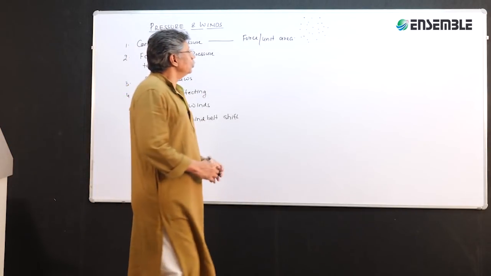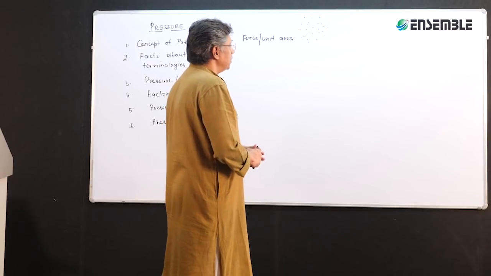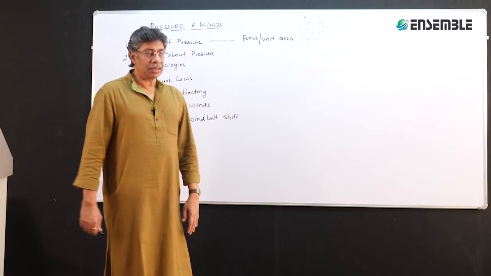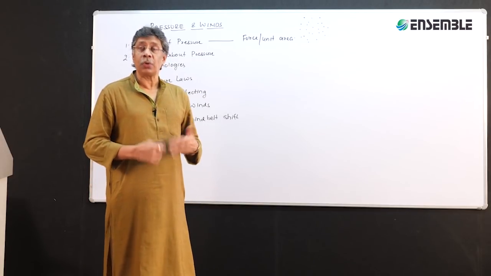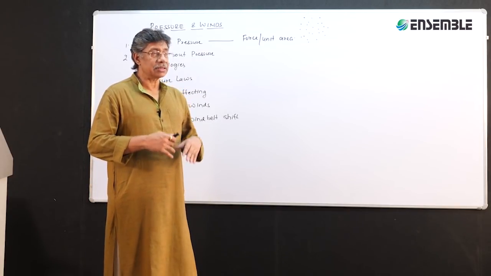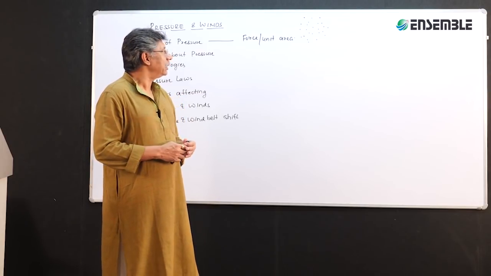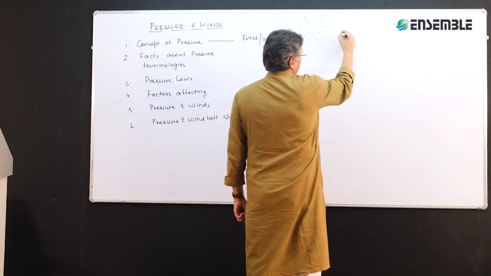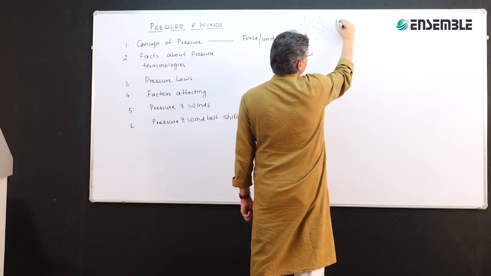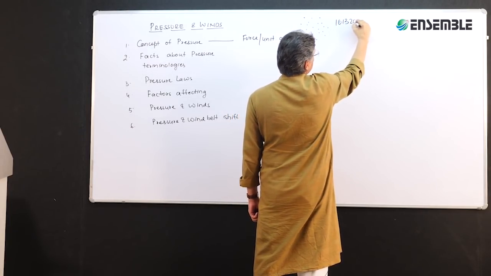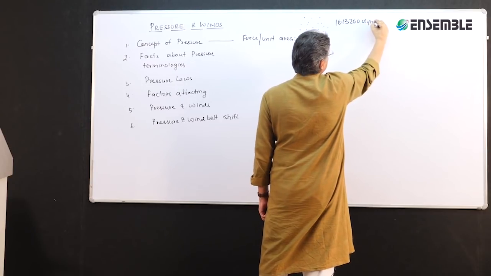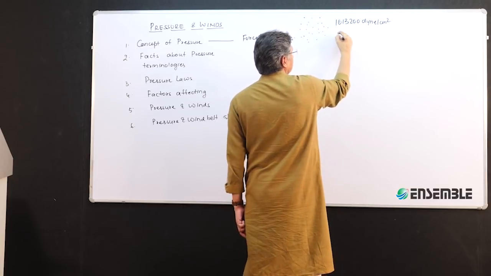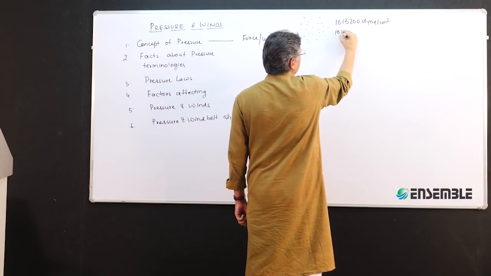So how much is it going to be, the force per unit area? In general, what has been computed as the total amount of force per unit area is equivalent to 1013,200 dyne per square centimeter. That's one unit.